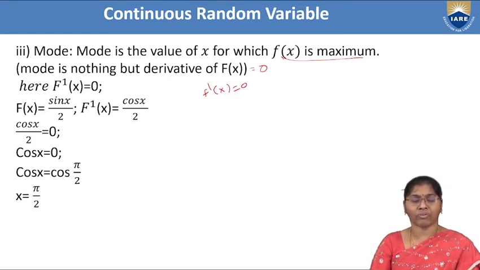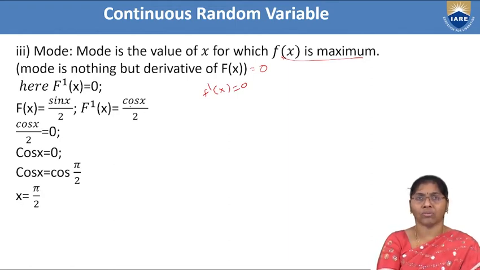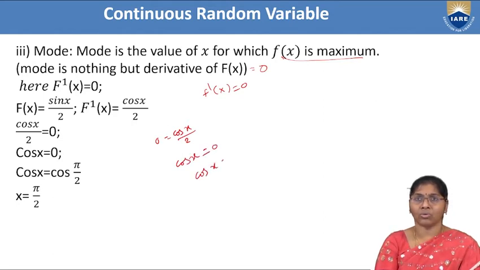Here we are considering f of x equal to sin x by 2. Now what about f dash of x? Sin x derivative is cos x by 2, that is the derivative f dash of x. Now the formula definition of the mode is f dash of x equal to 0, I am applying that one. F dash of x equal to 0 means 0 equal to cos x by 2. That means cos x equal to 0. Again cos x equal to cos 90, I am considering x equal to 90. That means x equal to pi by 2.